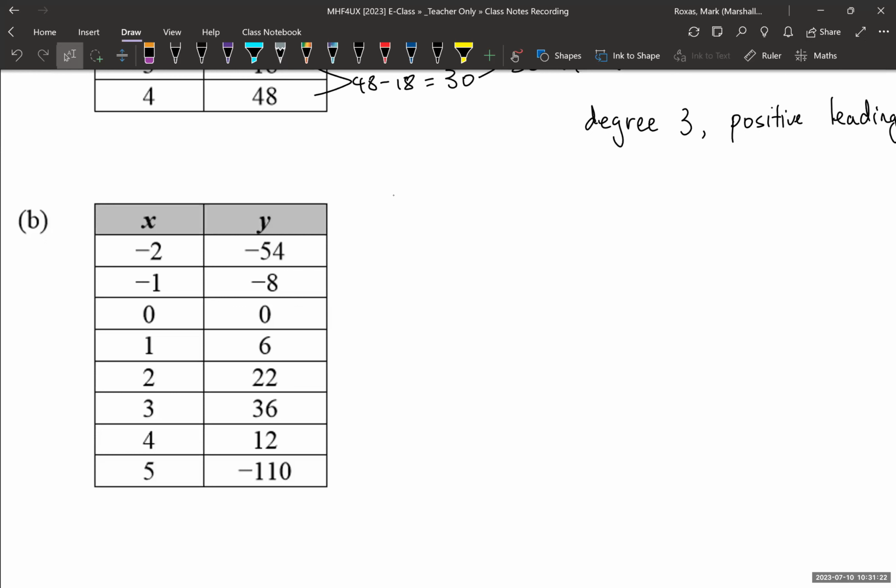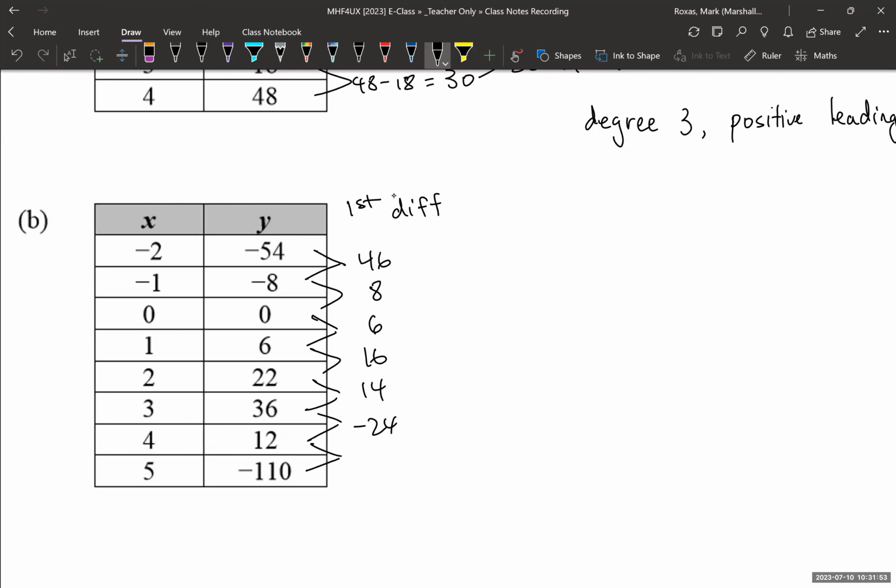Another table of values. Okay, and I'm going to do this a little bit more briskly. So calculating the first differences, right? -8 take away -54 is 46. 0 take away -8 is 8. 6 take away 0 is 6. 22 take away 6 is 16. 36 take away 22 is 14. 12 take away 36 is -24. And -110 take away 12 is -122.